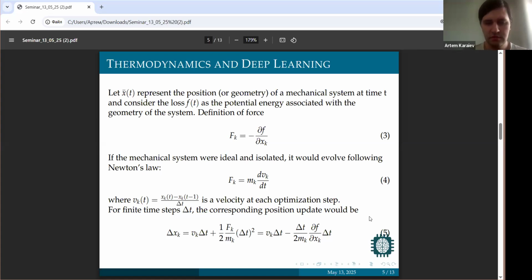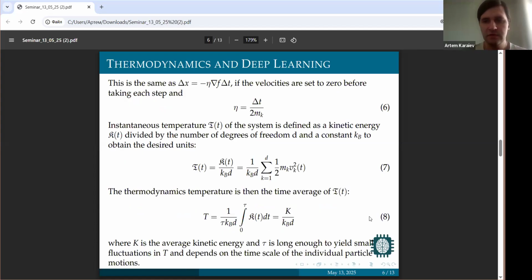The fifth equation describes well-known mechanics with constant acceleration. If we rewrite it in terms of potential energy, it will take the form of the fifth equation. But afterwards the authors say that this equation is similar to the equation of gradient descent, as we see that delta x is equal to eta multiplied by nabla f and delta t.